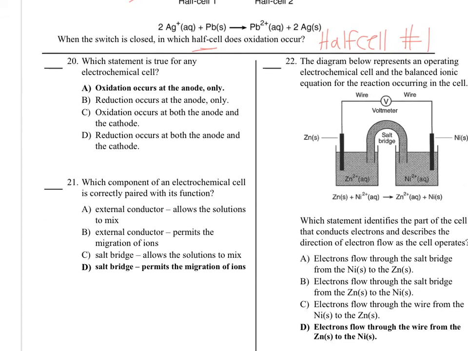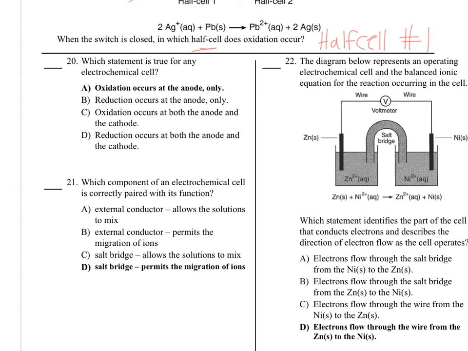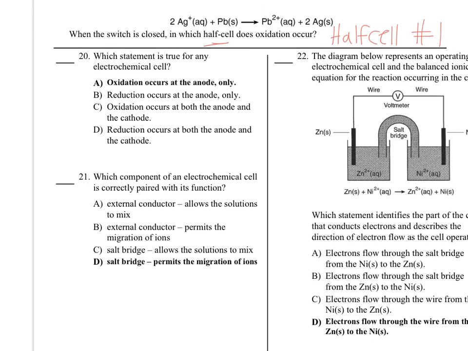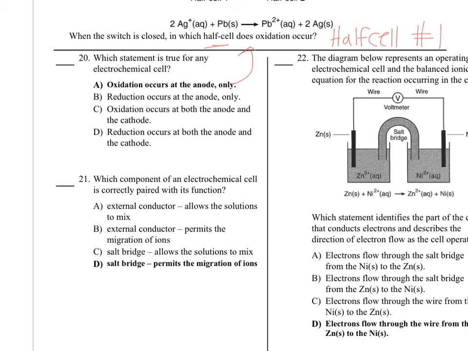All right, 20. Which is true for an electrochemical cell? The oxidation occurs in the anode only. Well, see above, because that is correct. An active ox, it only happens in the anode.